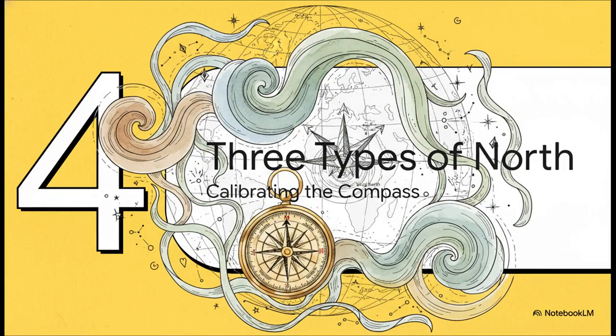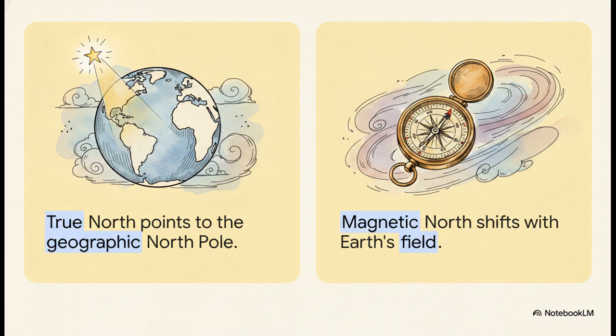And finally, part 4, the 3 types of north. Okay, prepare for a bit of a mind bender. North isn't actually just one single place. True north points straight up to the geographic North Pole. But your compass? It doesn't point there at all. It points to magnetic north, which is dictated by the Earth's shifting magnetic field.